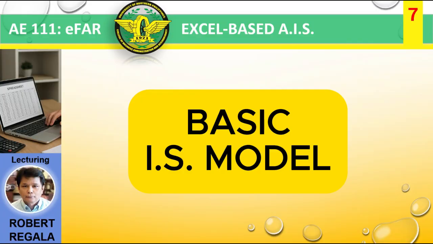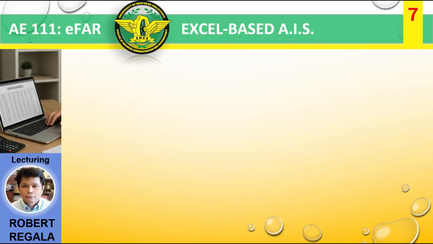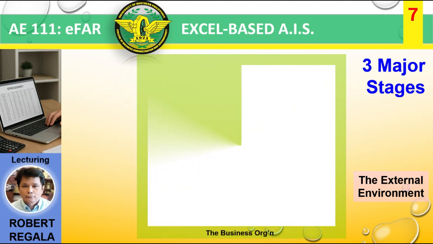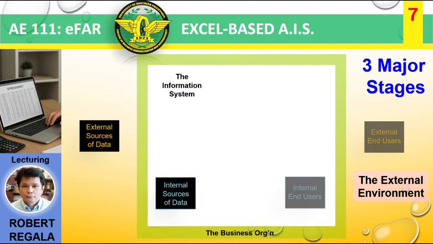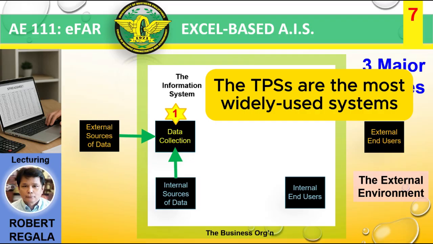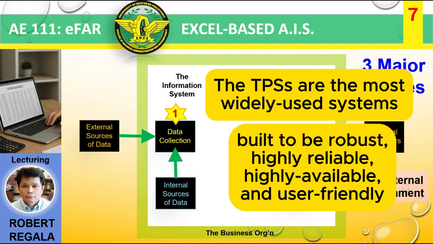Basic model of information systems. The basic model of any information system, including AIS, is comprised of three major stages, namely, 1. Data collection, whose task is to collect data from various sources, primarily the transaction processing systems or TPS. This type of system is the most widely used in an organization because it is designed to accommodate the day-to-day transactions of the business. It is built to be robust, highly reliable, highly available, and user-friendly.